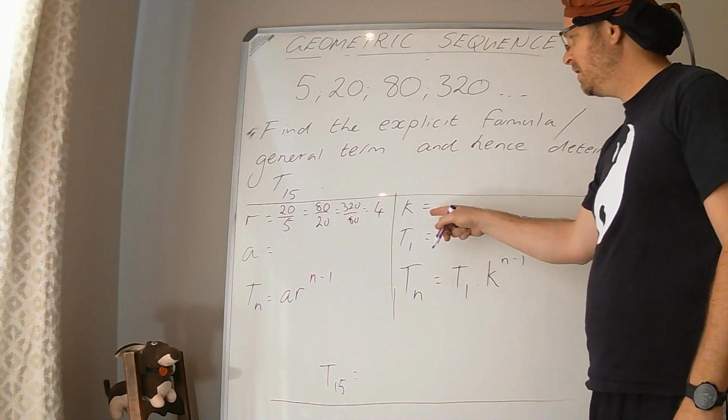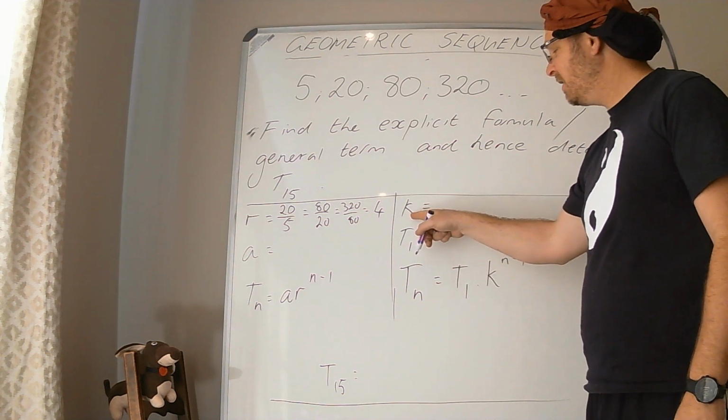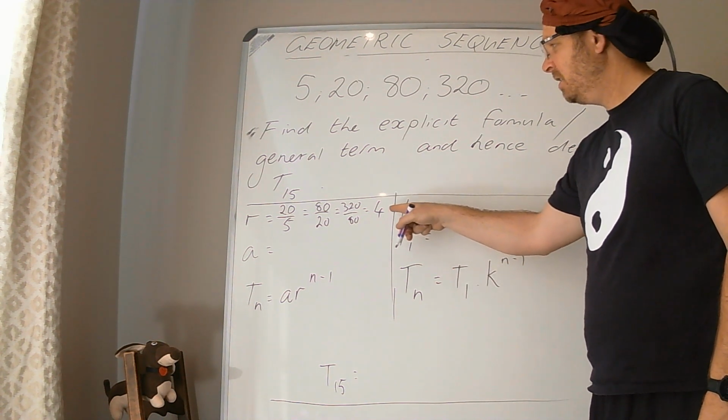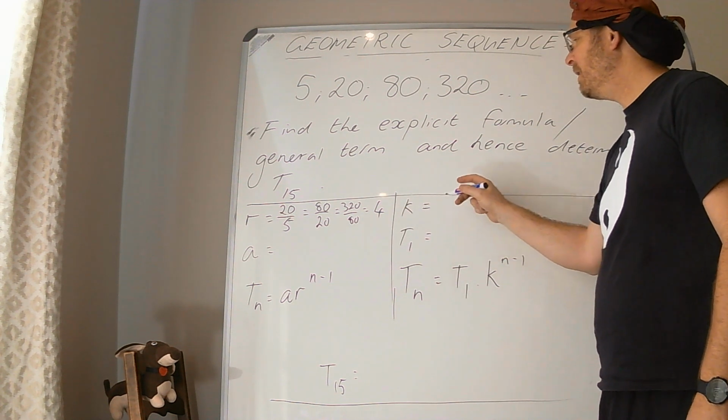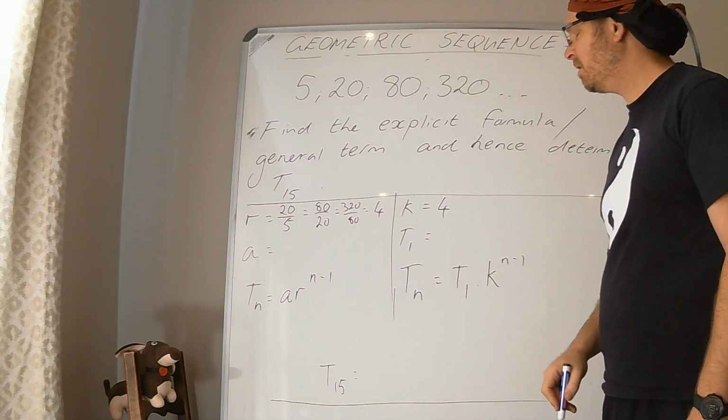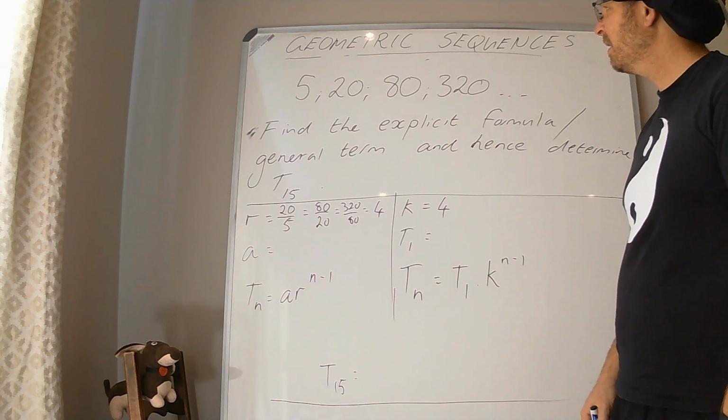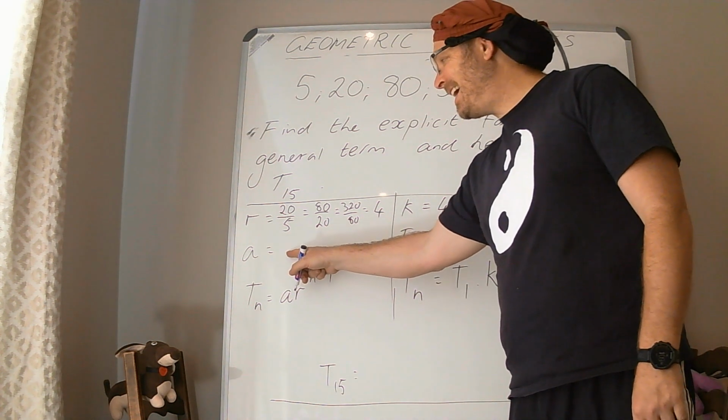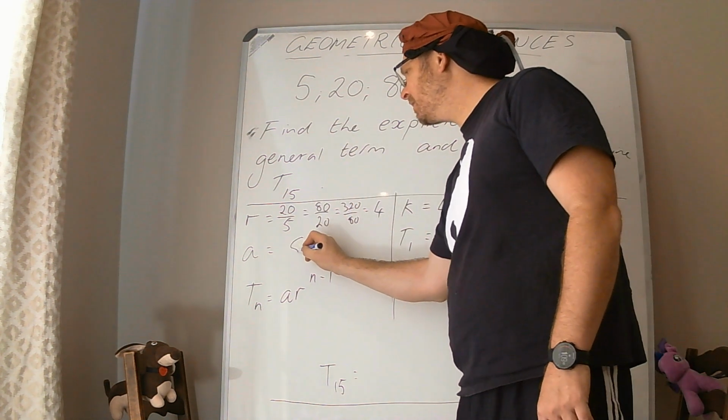There's a different notation we're going to use, and sometimes they refer to the common ratio in the sequences section as k. So k would be the same thing. k is just your common ratio, which is 4. The notation a is the first term, so a is equal to 5.